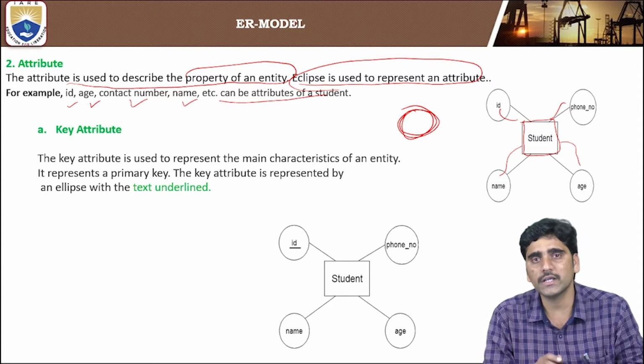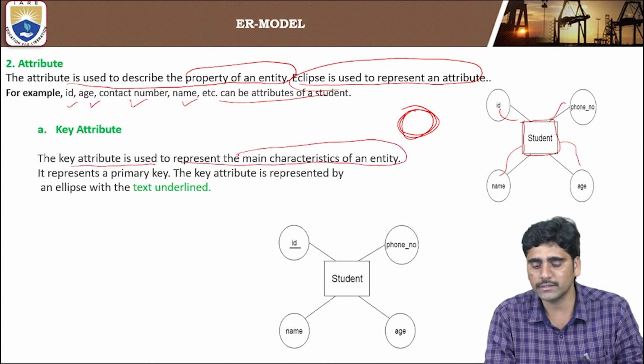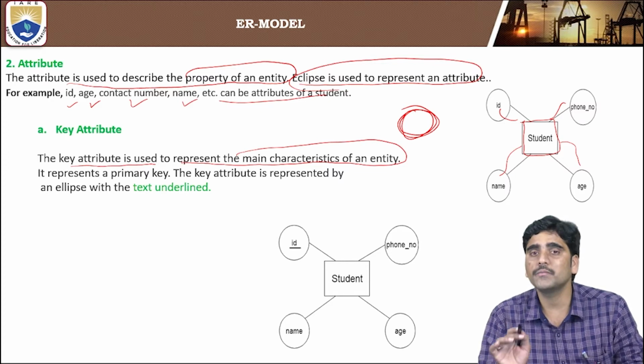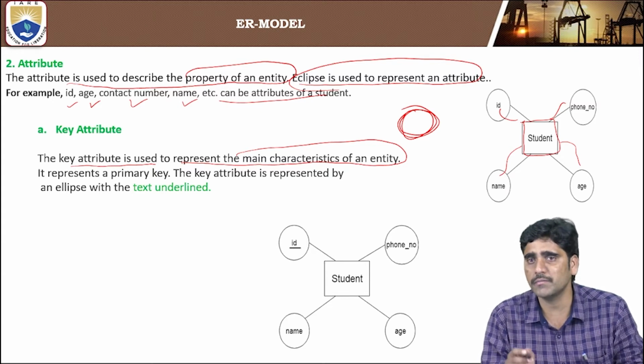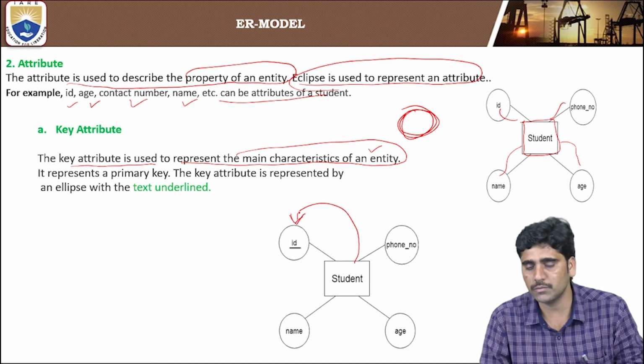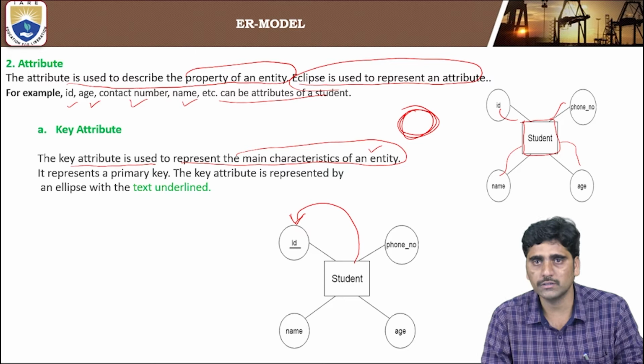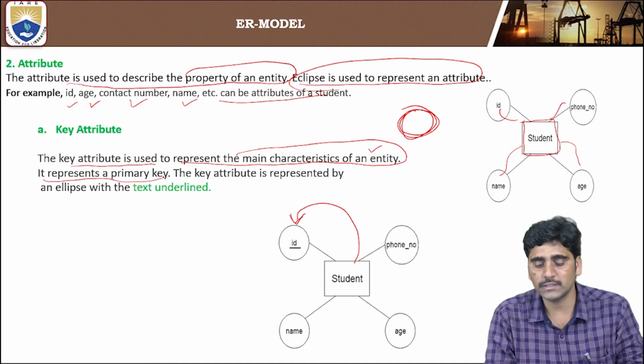So now coming to the first type, the key attribute. The key attribute is used to represent the main characteristic, main property, main behavior of an entity. So a student can hold the phone number, age, name, and all based on one attribute. That attribute is nothing but the key attribute, and it is also said to be the primary key.